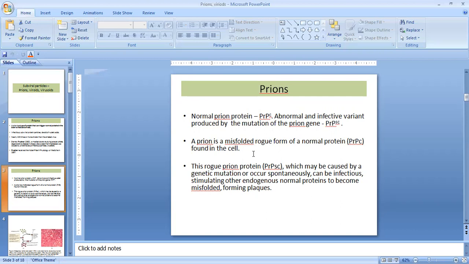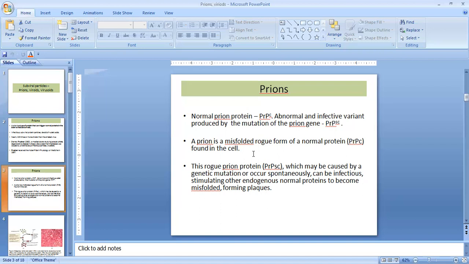So the normal prion protein is PrPC, and the abnormal infective variant produced by mutation is known as PrPSc. So, prion is a misfolded rogue form of the normal protein found in the cell. What is the meaning of rogue? Rogue means it is an infectious form. That's all. Infectious form of protein.